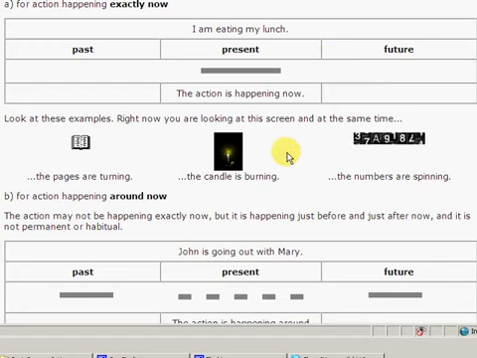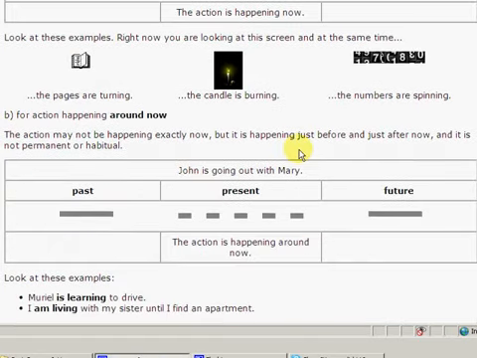Let's look at these examples. Right now, you are looking at this screen and at the same time, the pages are turning with this book. The candle is burning with this candle. And the numbers are spinning in this picture. So, you can exactly see now that these actions are happening right now. So, that's why we used the present continuous tense in the following sentences.